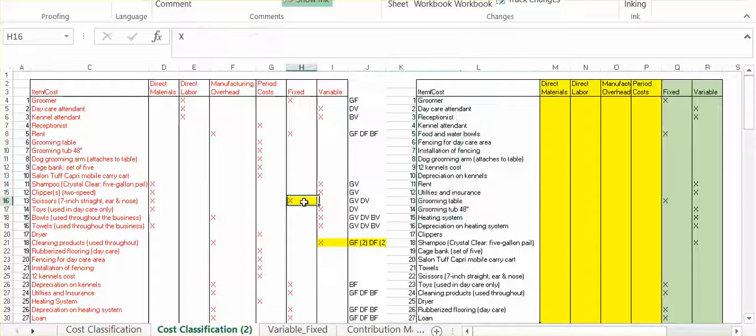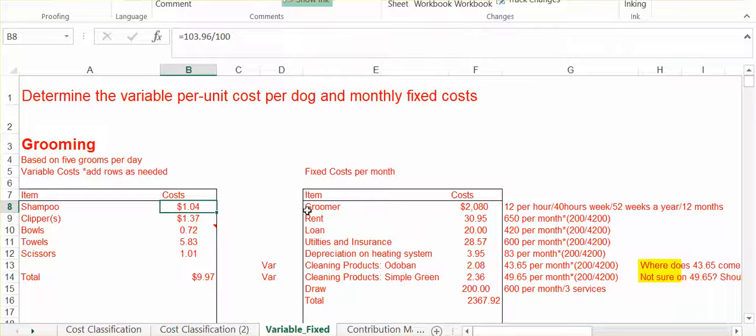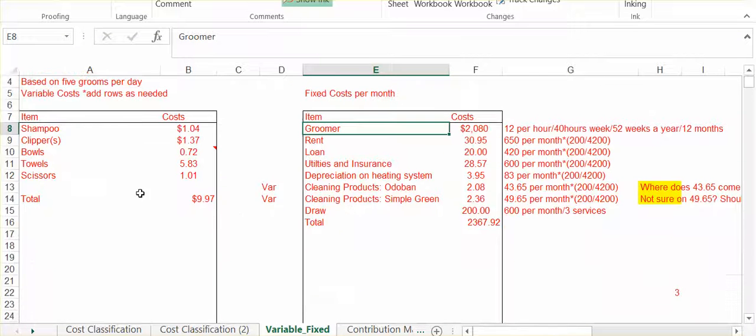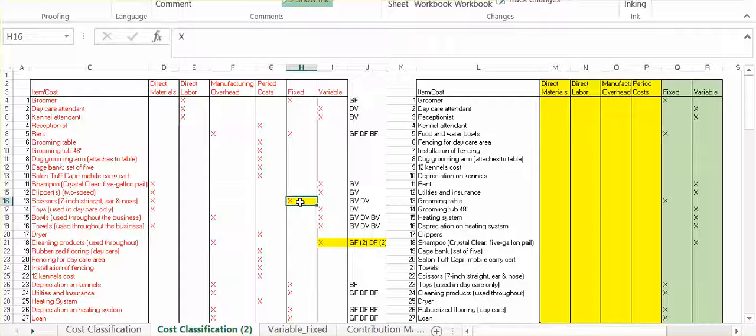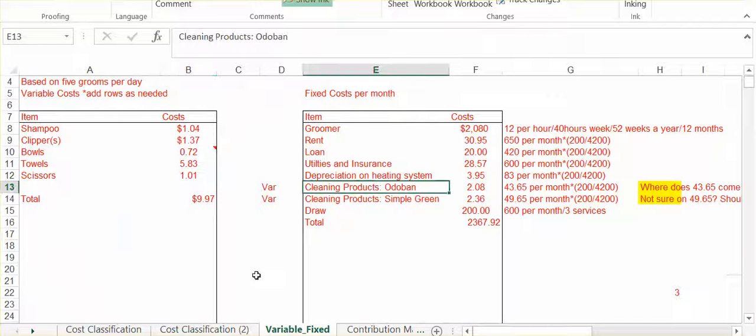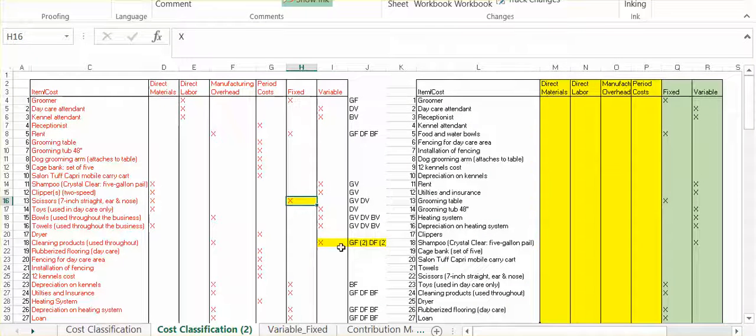I also noticed that a few things were off. For example, in this area here, the variable costs and the fixed costs were treated a certain way, but scissors are listed as a variable cost, and over here a fixed cost. And the cleaning products are listed as a variable cost, but over here a fixed cost. So I think those two would probably need to be switched, because you would want to treat the scissors consistently as the clippers and the toys and the bowls and that kind of thing.